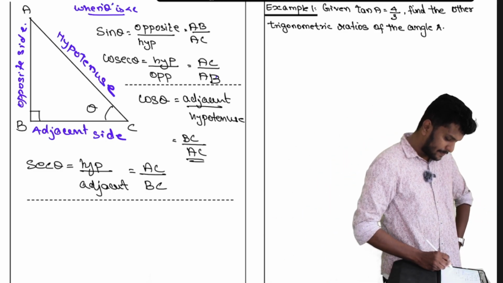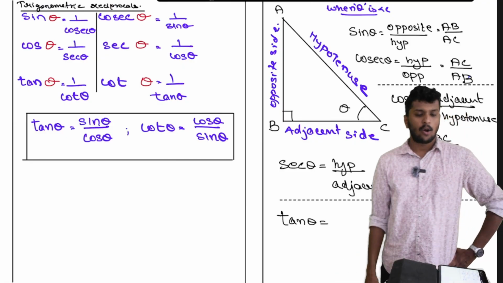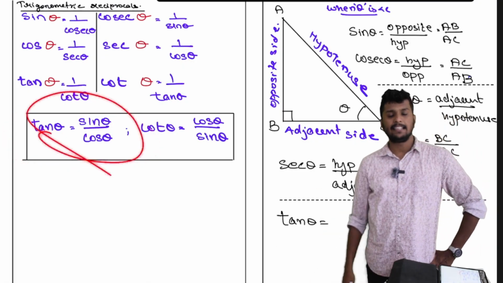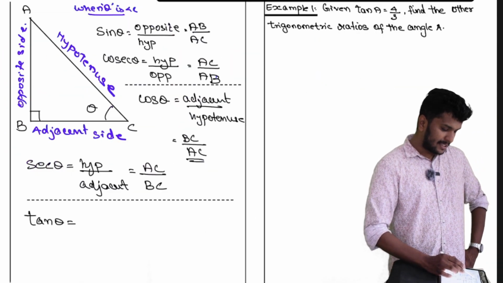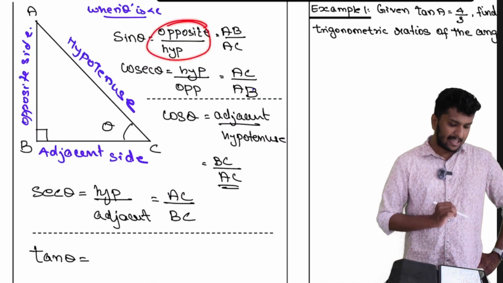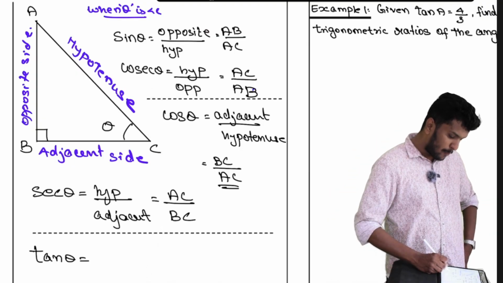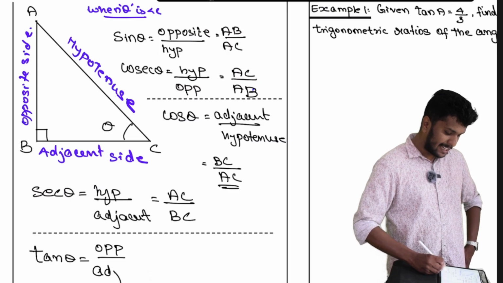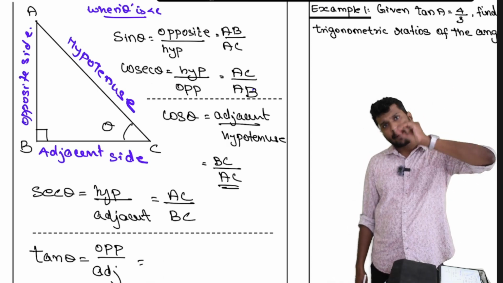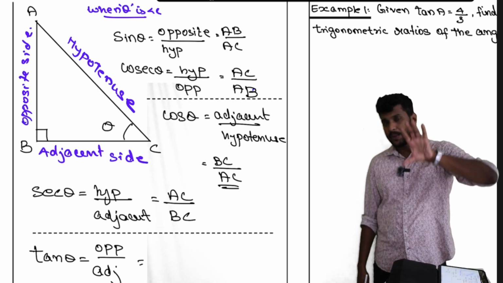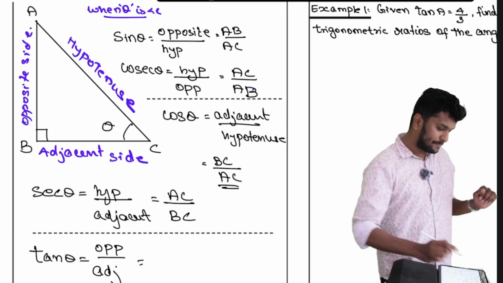So you all know, my dear friends, tan theta we had a formula sin theta by cos theta. If you simply divide opposite by hypotenuse and adjacent by hypotenuse, hypotenuse cancels, and you have the new trigonometric ratio, opposite side by adjacent side. So sin theta is opposite by hypotenuse, cos is adjacent by hypotenuse. If you divide both these fractions, you get tan theta as opposite side by adjacent side, opposite side of theta and adjacent side of theta.